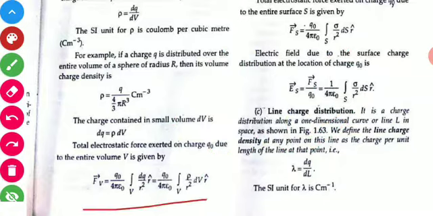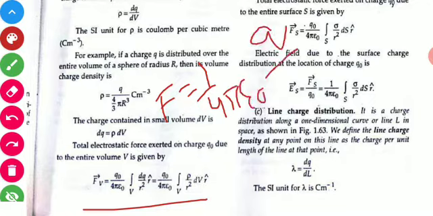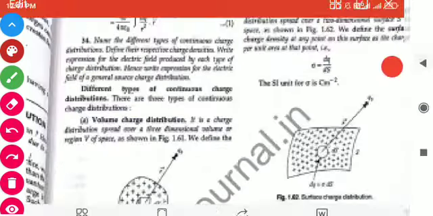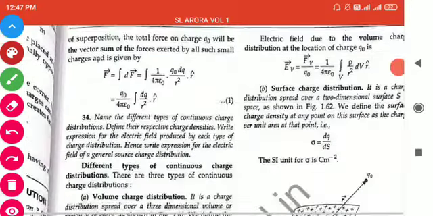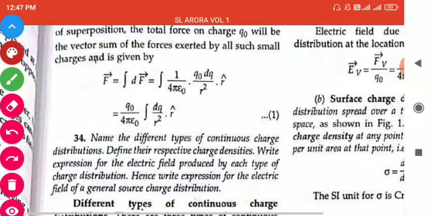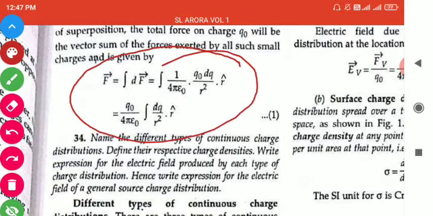Now students, we can apply the formula of the force as suggested by Coulomb. We know that the formula, force is equal to 1 upon 4 pi epsilon naught q upon r square. This formula we have derived earlier, it is here. So this formula we have used for the continuous charge distribution.